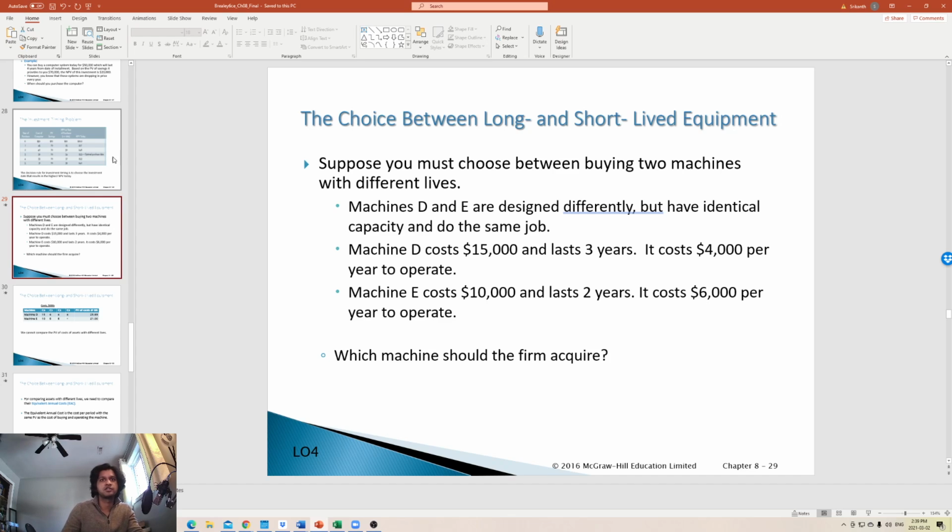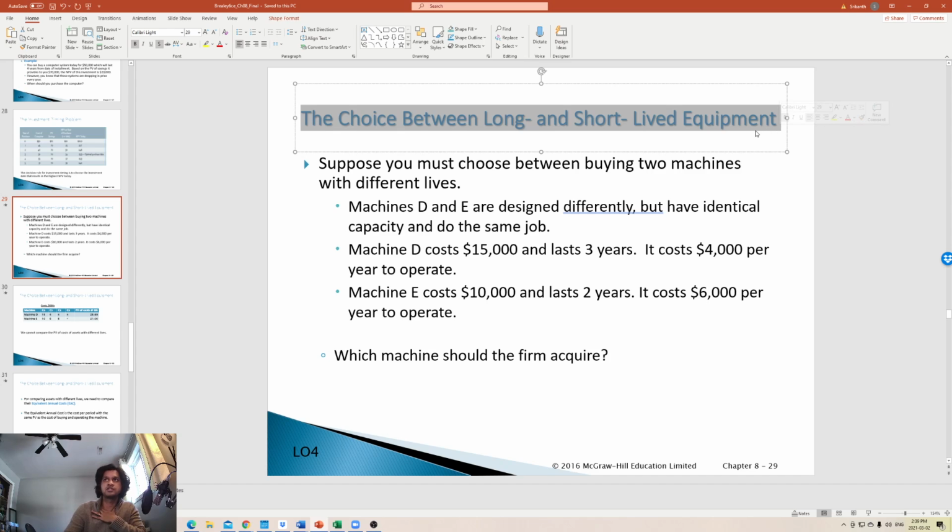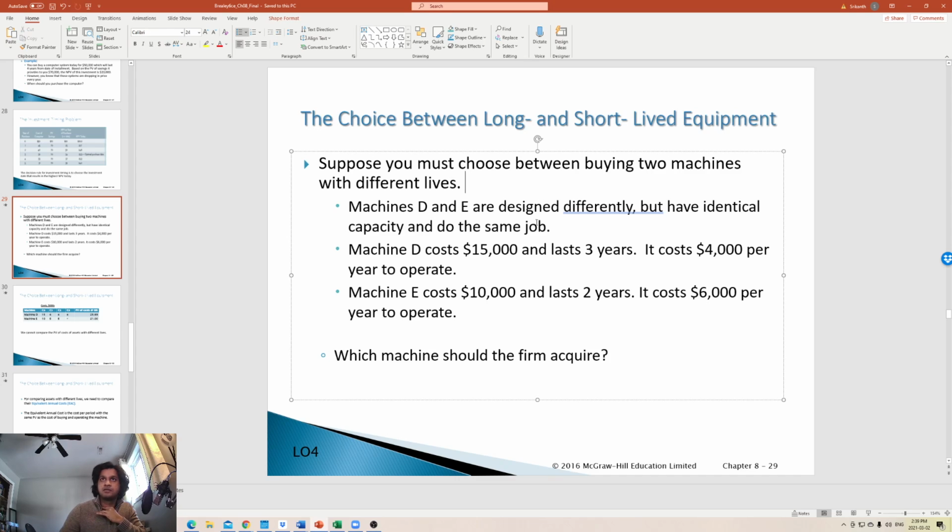or not really similar, but it still falls under the NPV section: the choice between long and short-lived equipment. Whenever you have the choice between long and short, this is a mutually exclusive project. Your choice is to either get something which is cheap but breaks down earlier, or something which is more expensive and lasts a little bit longer. We can think of those things in terms of clothes, fashions, and many small equipments. So here there are two machines.